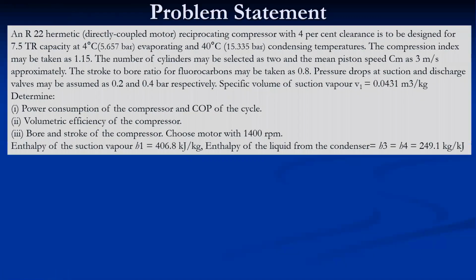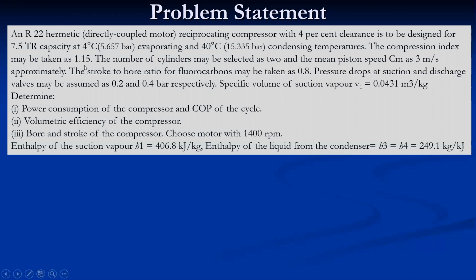Now we will take one numerical on this. An R22 hermetic reciprocating compressor with a 4% clearance volume is to be designed for 7.5 TR capacity at 4 degrees Celsius evaporating temperature. The corresponding pressure is also given, that is 5.657 bar. The condensing temperature is given as 40 degrees Celsius with condensing pressure 15.335 bar. The compression index may be taken as 1.15.